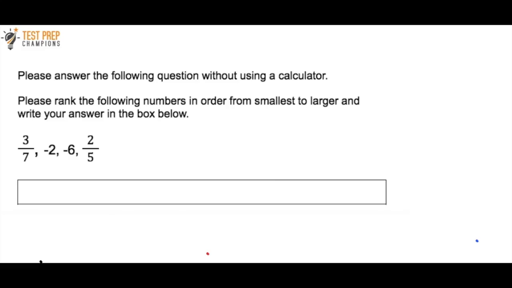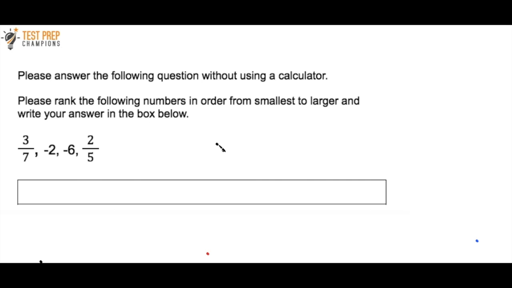This next question is the hardest question in the video in my opinion, so it's this video's Champions Challenge question. If you disagree and think another question was harder, please let me know down below in the comments. Please answer the following question without using a calculator. Please rank the following numbers in order from smallest to largest and write your answer in the box below. So now's your chance if you'd like to pause the video, take all the time you need, try to figure this out, and whenever you're ready, we'll go over the answer.